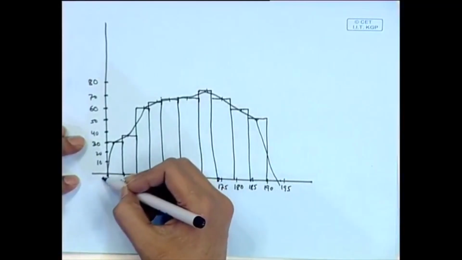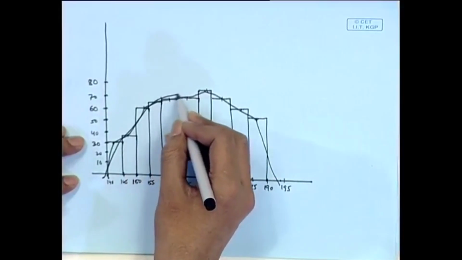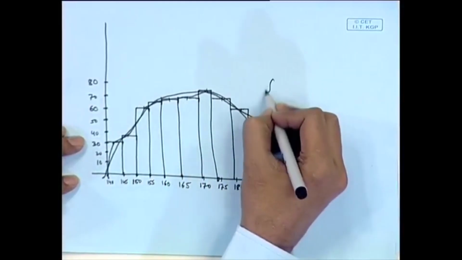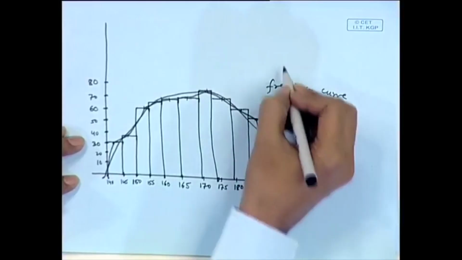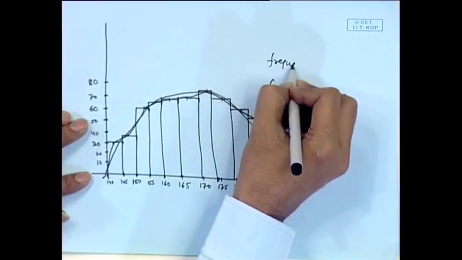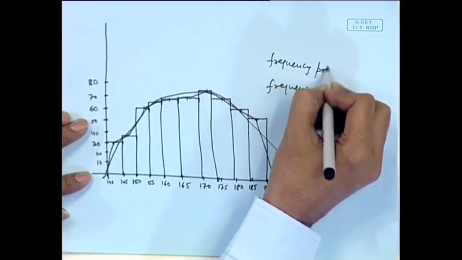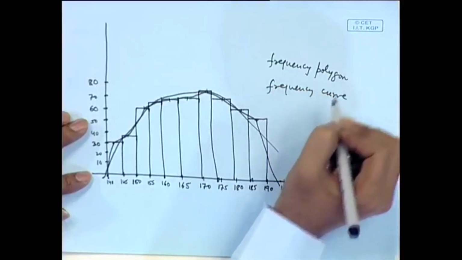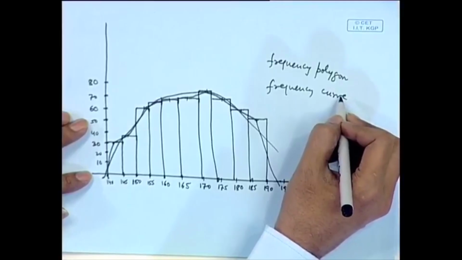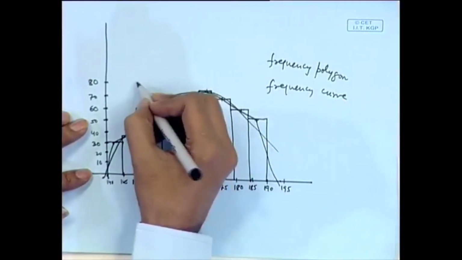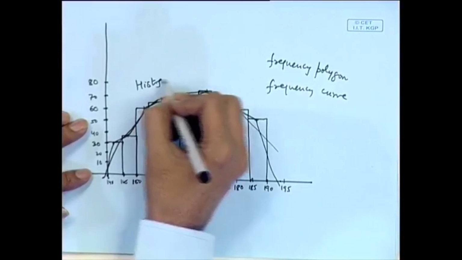We may also join them using a freehand curve, then this is known as frequency curve. So, you have frequency polygon when we join the points using straight lines. If we join using freehand, then it is frequency curve, and this is known as histogram.